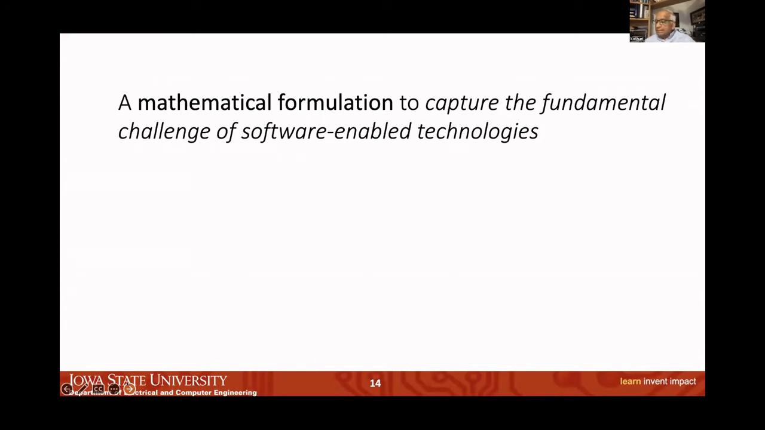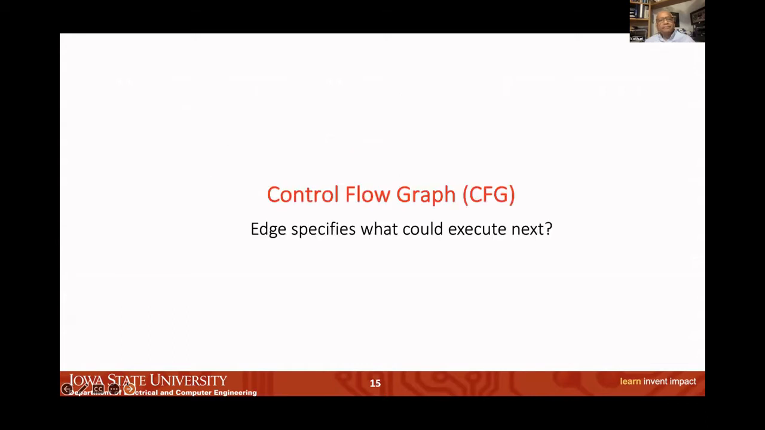So now let's formulate this. The heart of the difficulty is the soft infinity of behaviors. Let's now get to the mathematical formulation that captures the fundamental challenge of software-enabled technology. The first thing to note is that software is a graph. Although if we look at the code listing, it looks like a string of statements, the way software behaves, it behaves like a graph. We are going to talk about one such graph, called the control flow graph. Mathematically speaking, we can get the execution behaviors through the control flow graph. Control determines what statement could execute next.